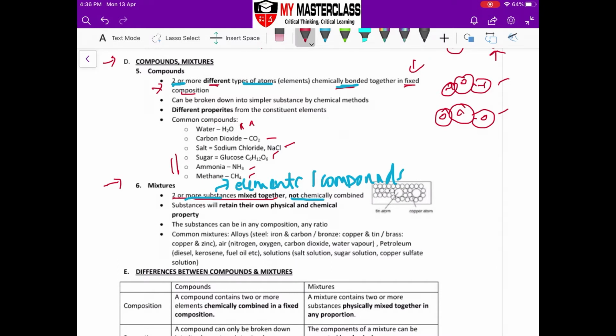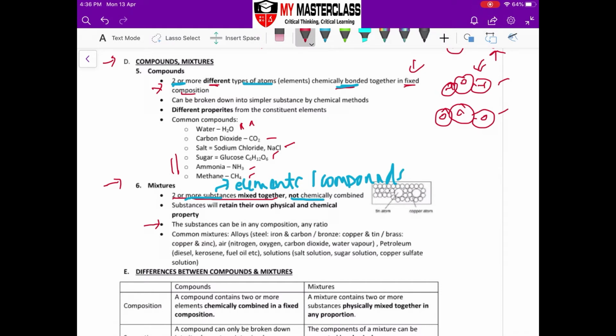Essentially, what does this one mean? For it to be water, H2O, it must be 2 hydrogen and 1 oxygen. Okay, if I have 1 oxygen, 1 hydrogen, it cannot be water. So this composition must be fixed. Okay, but in terms of mixtures, right? The substance can be in any composition, any ratio. What do we mean by that?